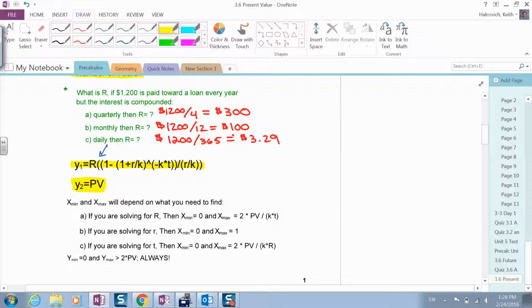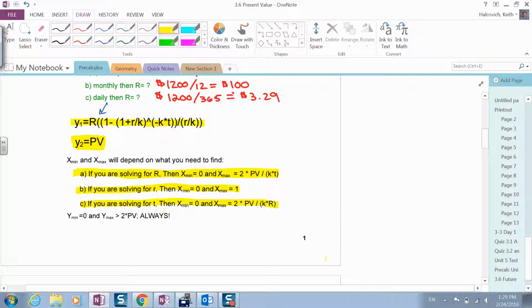And then the present value, or the amount that you're borrowing, is going to be your Y sub 2. And here are the rules as far as what your X maximum and minimum values are, depending upon what you're solving for. If you're solving for the regular payments, you're going to take the present value divided by the number of payments and multiply that by 2. Just like we did with future value, except here we're multiplying by 2 because the payments are going to be more than what it would be if we didn't have any interest. Your Y minimum is 0, and your Y maximum is always going to be double what your present value is.